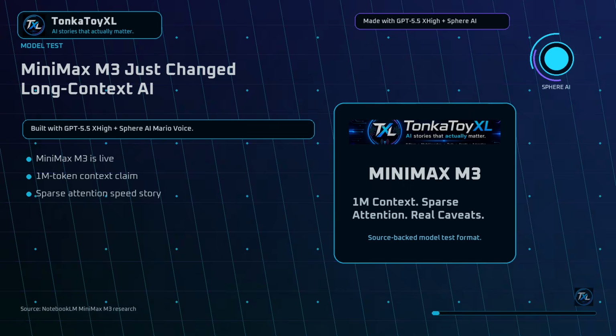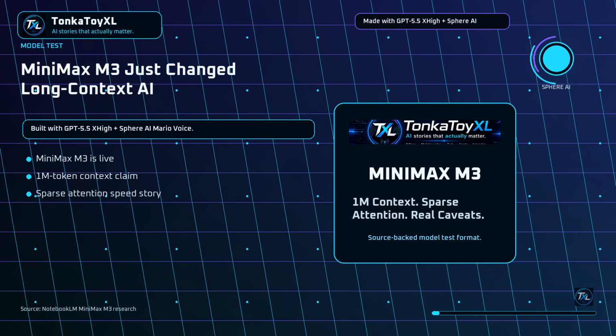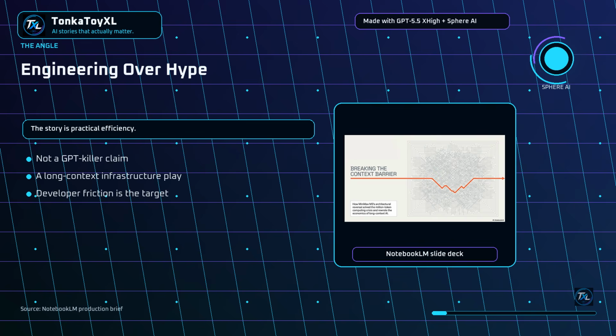MiniMax M3 just went live, and the headline is not just another big model launch. This is about whether million token context can finally become fast enough, cheap enough, and simple enough for real developers to use. So our angle is simple. This is engineering over hype.